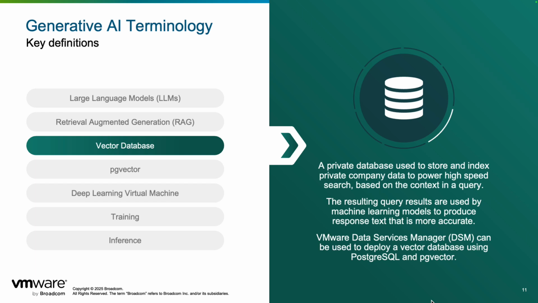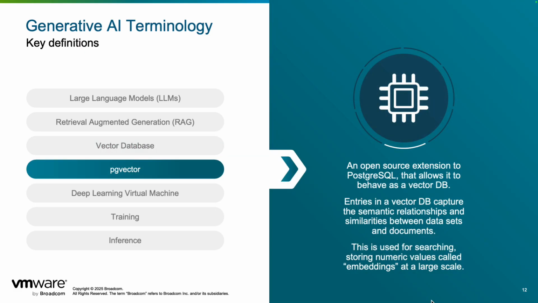So VMware Data Services Manager provisions these. It provisions a PostgreSQL database and a data type called pgvector on top of that. What is pgvector? It's an open source extension to Postgres that allows it to behave as a vector database.